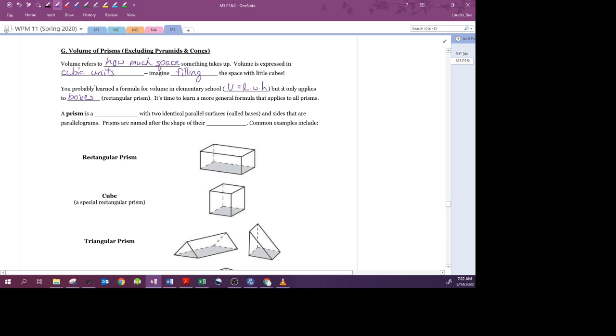A prism is a 3D shape with two identical parallel surfaces called bases and sides that are parallelograms. Prisms are named for the shape of their base. Common examples include a rectangular prism, a cube, which is a special kind of rectangular prism, triangular prisms, and I'm just going to pause for a moment because these drawings are not very good because the base is actually the end here. That's the side that there's the two parallel sides, and the base here is this one, not the one that was shaded in the drawing.